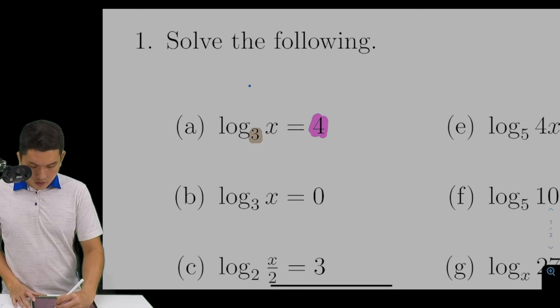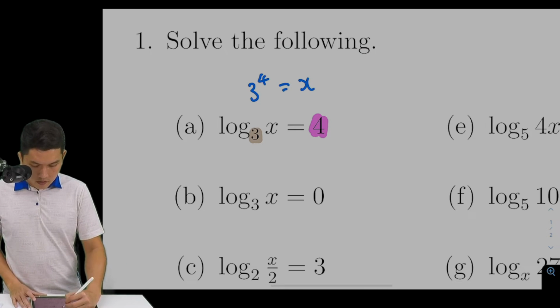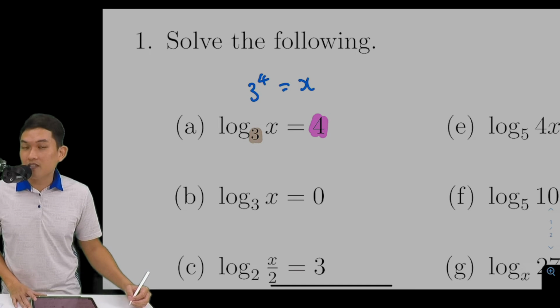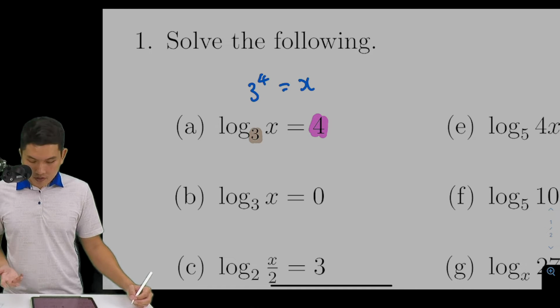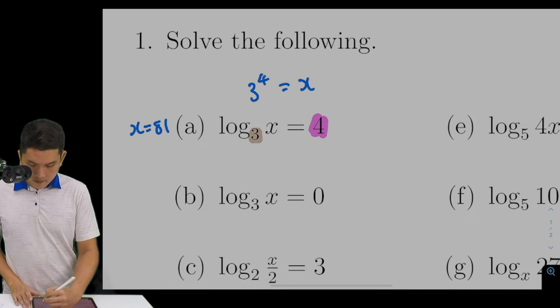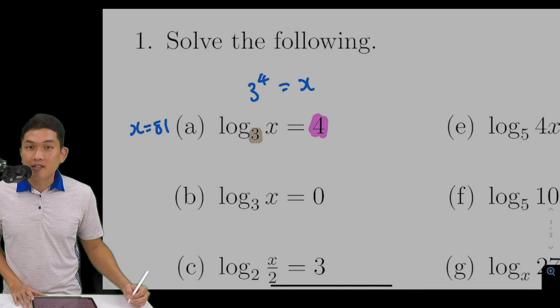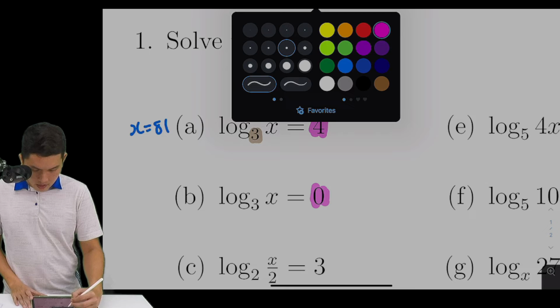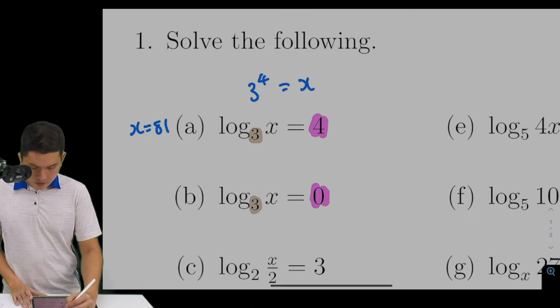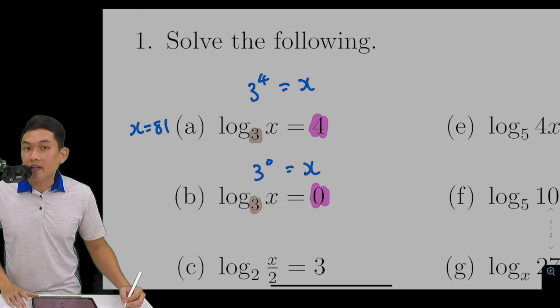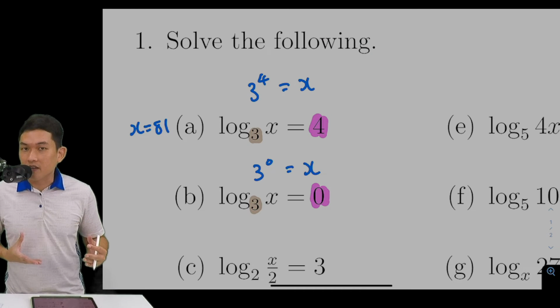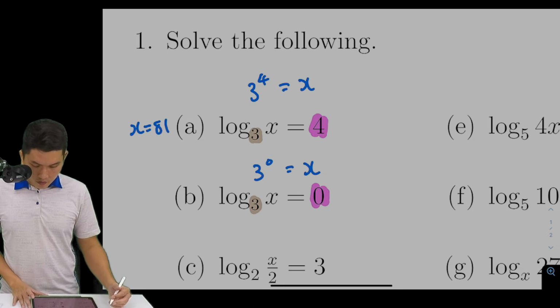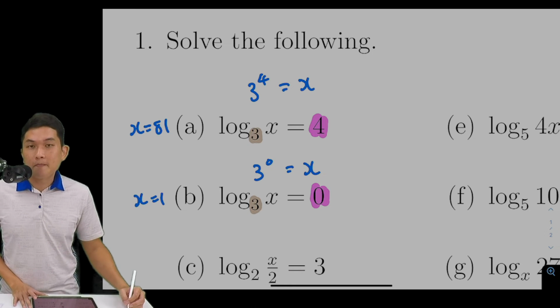Then I can say that 3 to the power of 4 is equal to x. And I can use a calculator for this because the calculator can tell me what 3 times 3 times 3 times 3 is. That is 81. That's the answer for 1A. Now moving on to 1B, you can see that this is the exponent and this is the base. Rewriting this in exponential form, 3 to the power of 0 is equal to x. I know this. Any number except for 0 itself raised to the power of 0 must be equal to 1. So x is equal to 1.